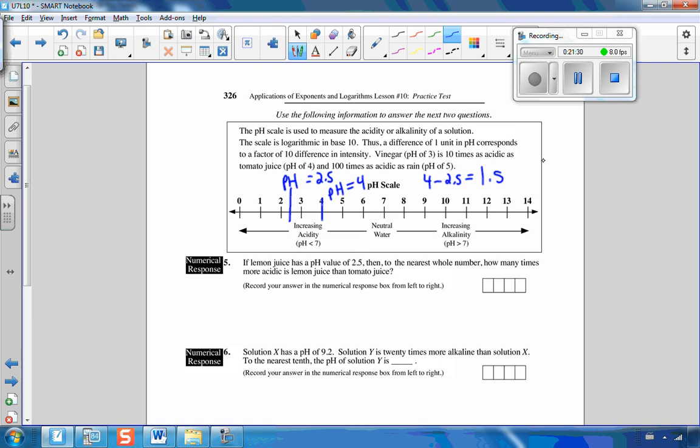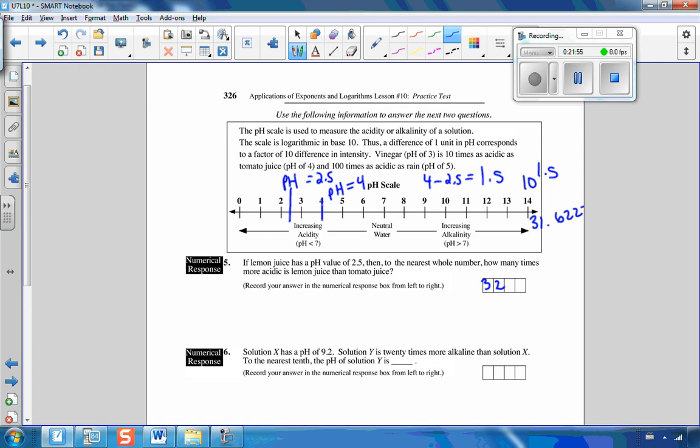Okay, so that means that it will be 1.5 factors of 10 times more acidic. So that would be 10 to the 1.5. Put that into your calculator and you're going to get 31.6227, etc. So it's going to be, to the nearest whole number, 32 times more acidic.